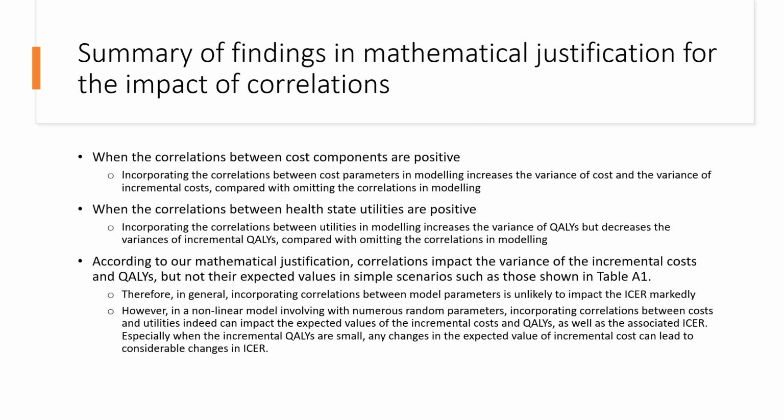According to our mathematical justification, correlations impact the variance of the incremental costs and QALY, but not their expected values in simple scenarios. Therefore, in general, incorporating correlations between model parameters is unlikely to impact the incremental cost-effectiveness ratio, ICER, markedly. However, in a nonlinear model involving numerous random parameters, incorporating correlations between costs and utilities indeed can impact the expected values of the incremental costs and QALY, as well as the associated ICER.